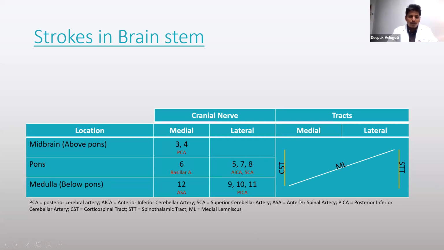Coming to the lateral syndromes. In case of anterior inferior cerebellar artery involvement or superior cerebellar artery involvement, the patient will develop 5th, 7th, 8th cranial nerve involvement along with the medial lemniscus and the spinothalamic tracts. In case of posterior inferior cerebellar artery involvement, the patient develops lateral medullary syndrome where the 9th, 10th, 11th cranial nerves get involved along with the spinothalamic tracts.